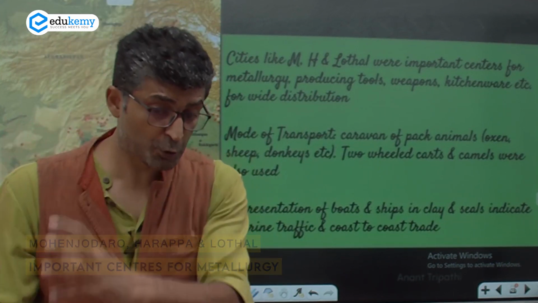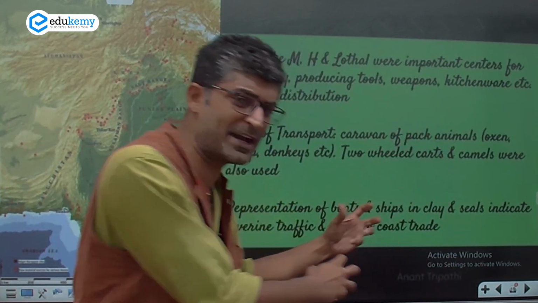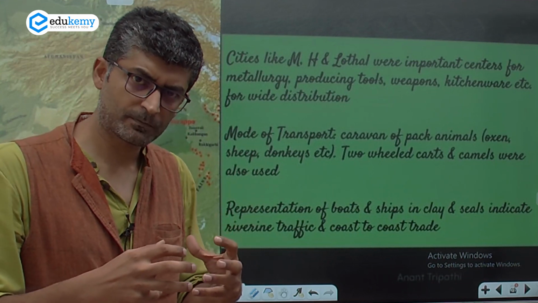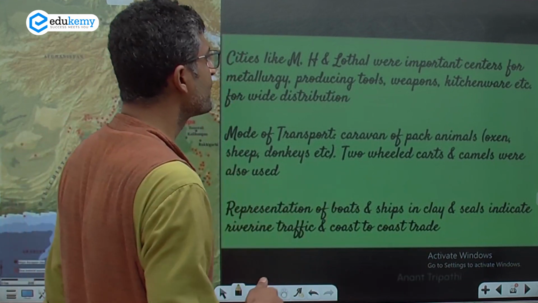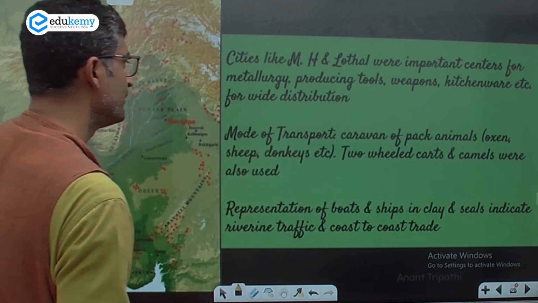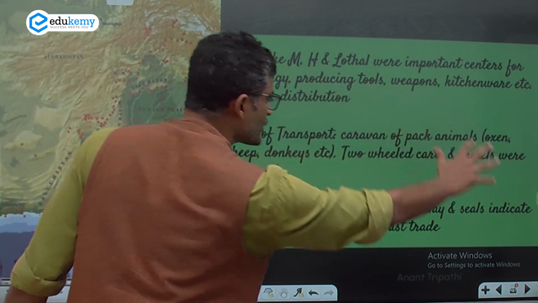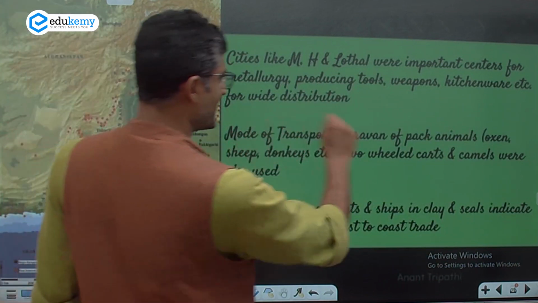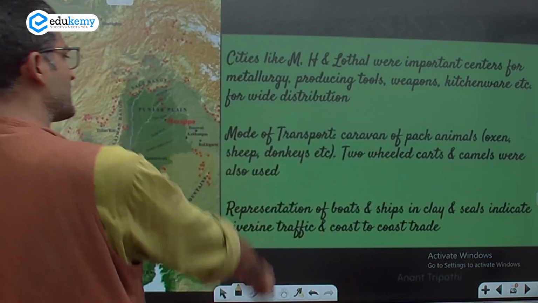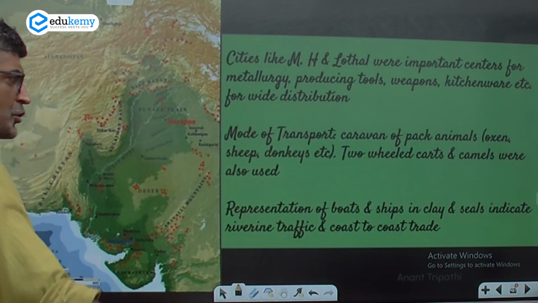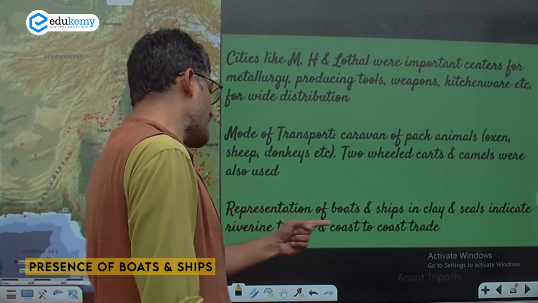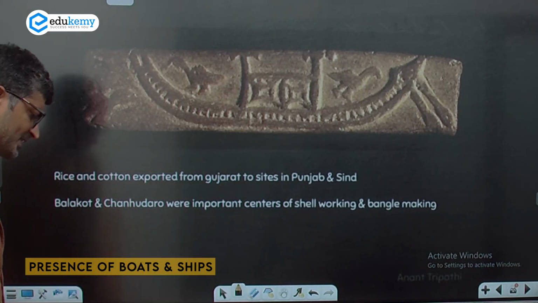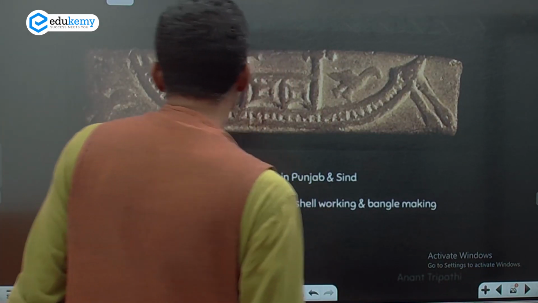So from Sukur they would get the stones to Mohenjo-daro, Harappa, Lothal, the big cities, and there the tools would be made: weapons, kitchenware, etc. And they were distributed across the Harappan civilization region. The mode of transport was basically oxen, sheep, donkeys, etc. Camels were also used. We also find the presence of boats and ships. I'm sure you must have noticed this image somewhere in your books.